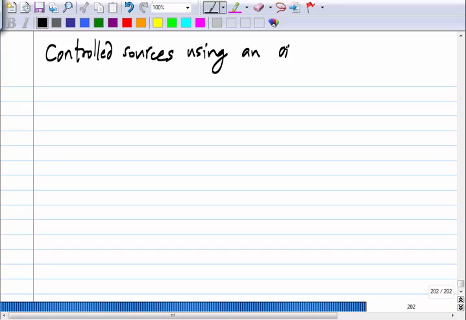Now, we can also revisit some control sources using the op amp. You are already familiar with op amps, but let us nonetheless go through it. Also, we can look at the similarities and differences between what we did with the transistor and what we do using the op amp. Okay.